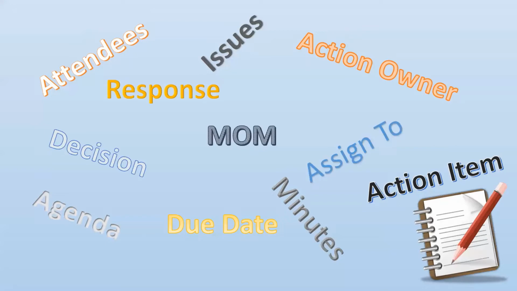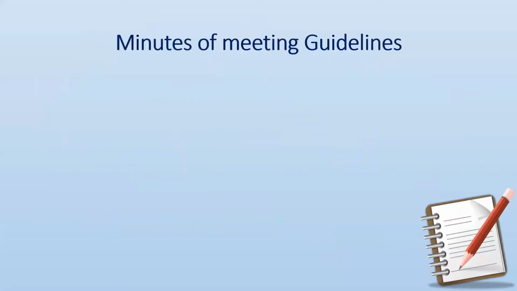Decision: whatever is discussed or decided in the meeting goes under decision making. These are the terms normally used in minutes of meeting. Location is also important, and assigned to. Location is where the meeting is held, whether online or at a physical location. Assigned to is the person who owns the action item.